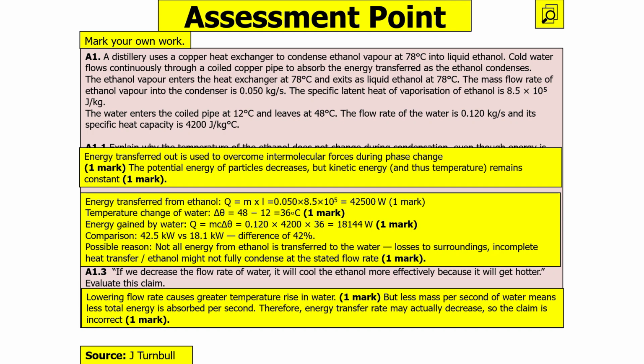Finally, lowering the flow rate causes a greater temperature rise in the water, but less mass per second of the water means that less total energy is absorbed per second, so therefore the energy transfer rate may actually decrease, so the claim is actually incorrect.